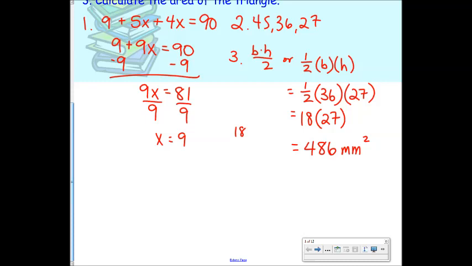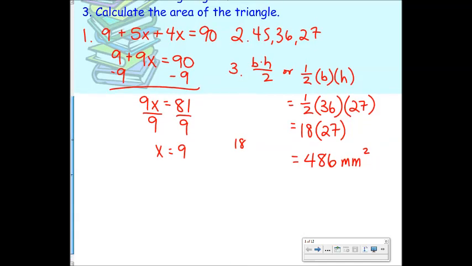Okay? So that's it. The reason it is actually because this is 36 millimeters times 27 millimeters, and millimeters times millimeters is millimeters squared. But the way that I always remember it is that if we're talking about area, we're talking about a 2-dimensional figure, so it's the second power. All right? Whereas if you're talking about a line, that's a 1-dimensional.